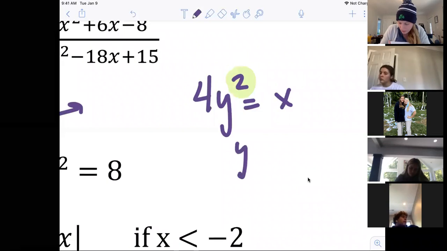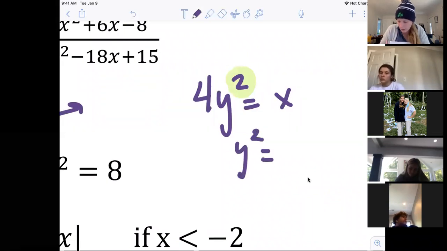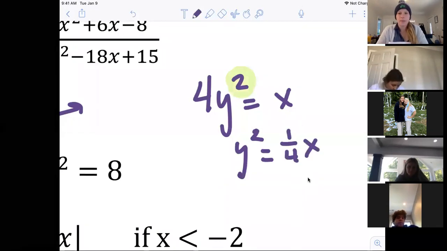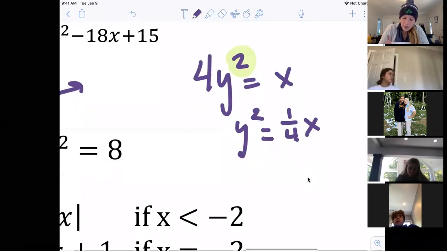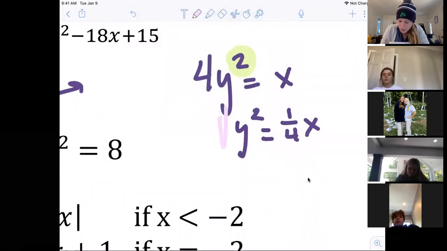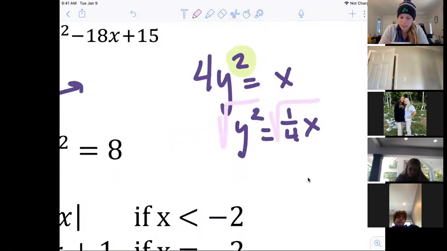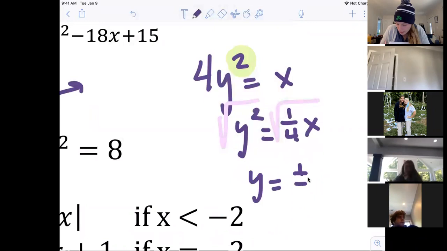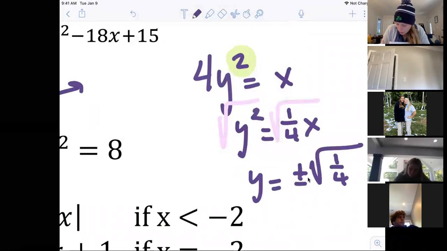So let's divide by 4. So y squared either equals x over 4, or you can write it as 1/4 x. I usually like to write it as 1/4 x, but whatever makes you happy is fine by me. Both are correct. And then I'm going to square root both sides to get that y by itself. Y equals plus or minus radical 1/4 x.